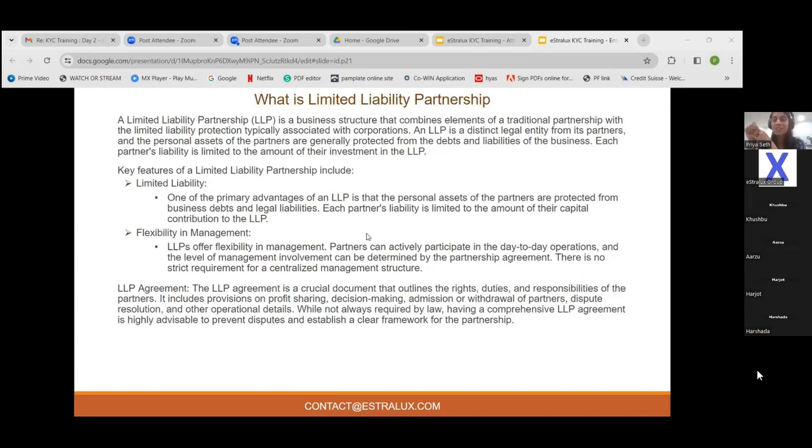It is a business structure that combines elements of traditional partnership with limited liability protection. That is the first point to be retained in your head. Then it is a distinct legal entity from its partners, and personal assets of the partners are generally protected. So this is totally a distinct legal entity. However, in the partnership which we did earlier, there was one general partner, if you remember, and he was responsible for everything. If something goes wrong or right, all the personal assets were at stake. But here it is only and only for the amount of investment they make.